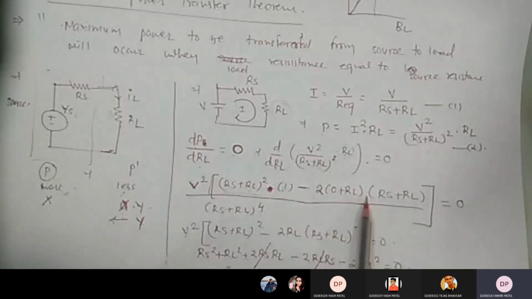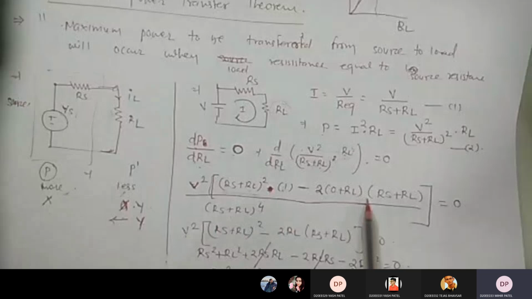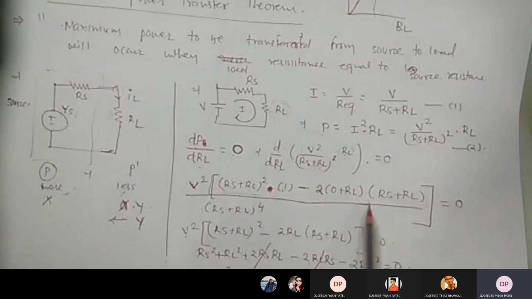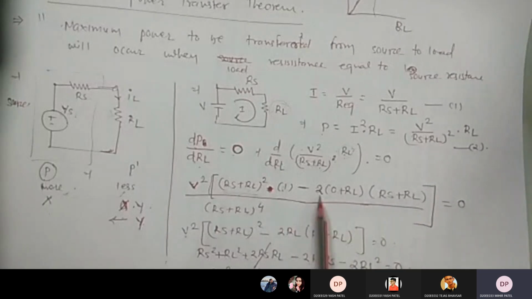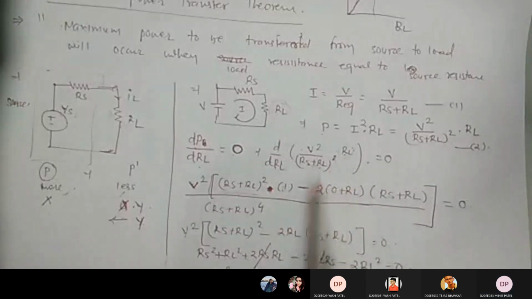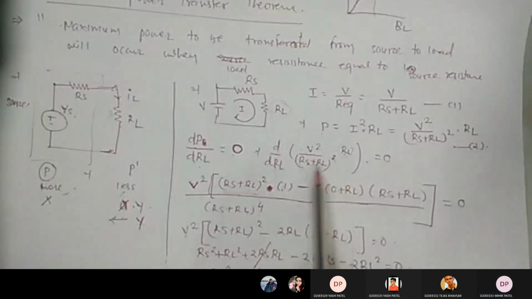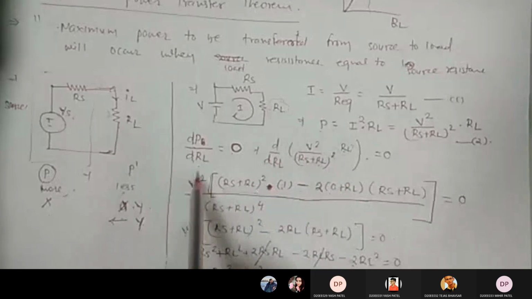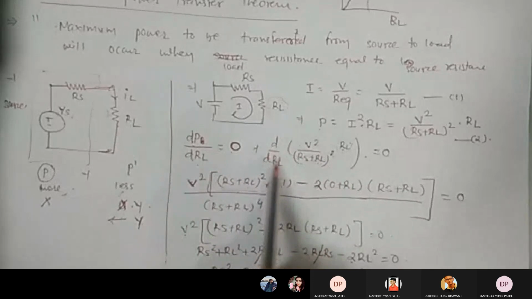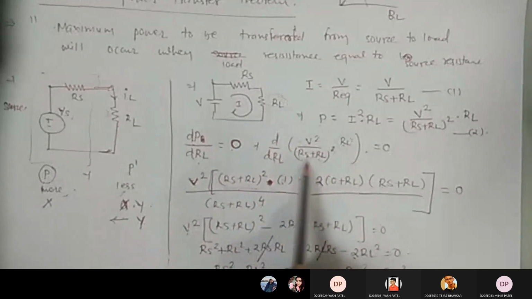Sir, the last term in the bracket, RS plus RL, how did it come? The bracket above, D by, we want to find out the differentiation of this quantity. Okay, so I took V square outside. Now we want to find out D by DRL of RL upon RS plus RL.